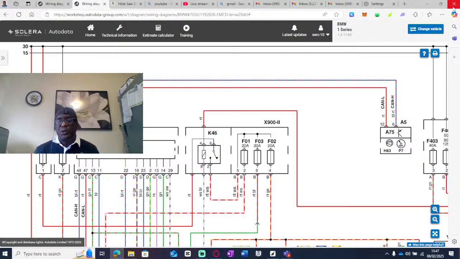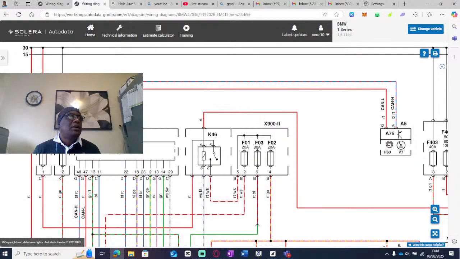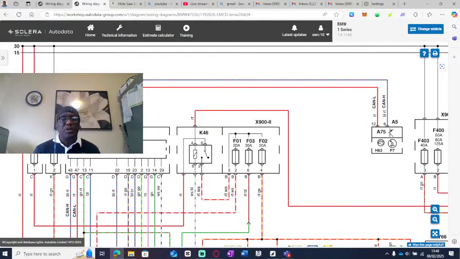Today I'm going to talk to you about a few things. I basically want to talk to you about wiring diagrams, and how you can read a wiring diagram. I'm going to go straight into this. I'm not going to take long. I just want to give you the basics because I've been getting people asking me about wiring diagrams.